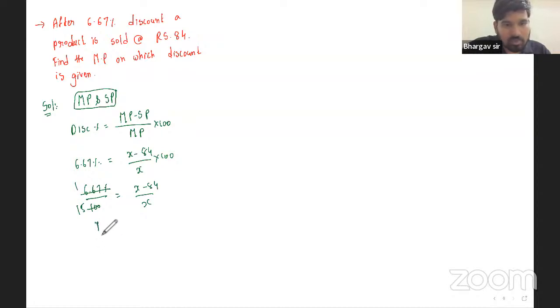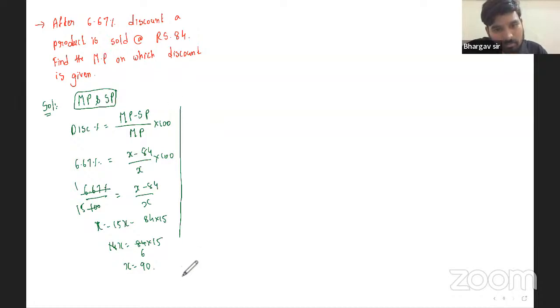Now x is equal to 15x minus 84 into 15. So x comes to this side, 14x is equal to 84 into 15. 14 ones are 14, six are, therefore x equals 90. Right? If at all you want to go with the formula way, this is the way. But we will not go with the formula.